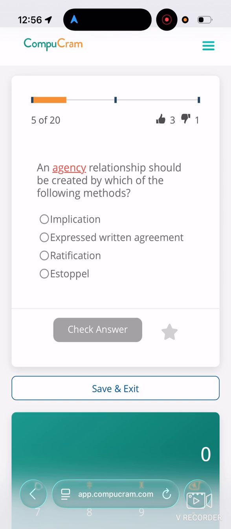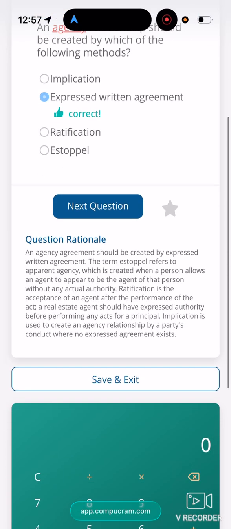All right, number 5. An agency relationship should be created by which of the following methods? Implication, express written agreement, ratification, estoppel. It's express written agreement. Boom. Okay, question rationale. An agency agreement should be created by express written agreement. The term estoppel refers to apparent agency, which is created when a person allows an agent to appear to be the agent of the person without any actual authority. Ratification is the acceptance of an agent after the performance of the act. A real estate agent should have express authority before performing any acts for a principal. Implication is used to create an agency relationship by a partner's conduct where no express agreement exists.